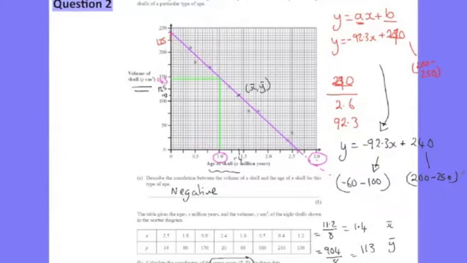We're then asked to give a practical interpretation, as we often are, of a. This is this part here. So, using the context of this particular question, a is the decrease, remember we have a negative gradient here, the decrease in volume for each million years. So for every million years, the volume decreases by this amount, in this case 92.3. So a is the decrease in the volume for each million years.